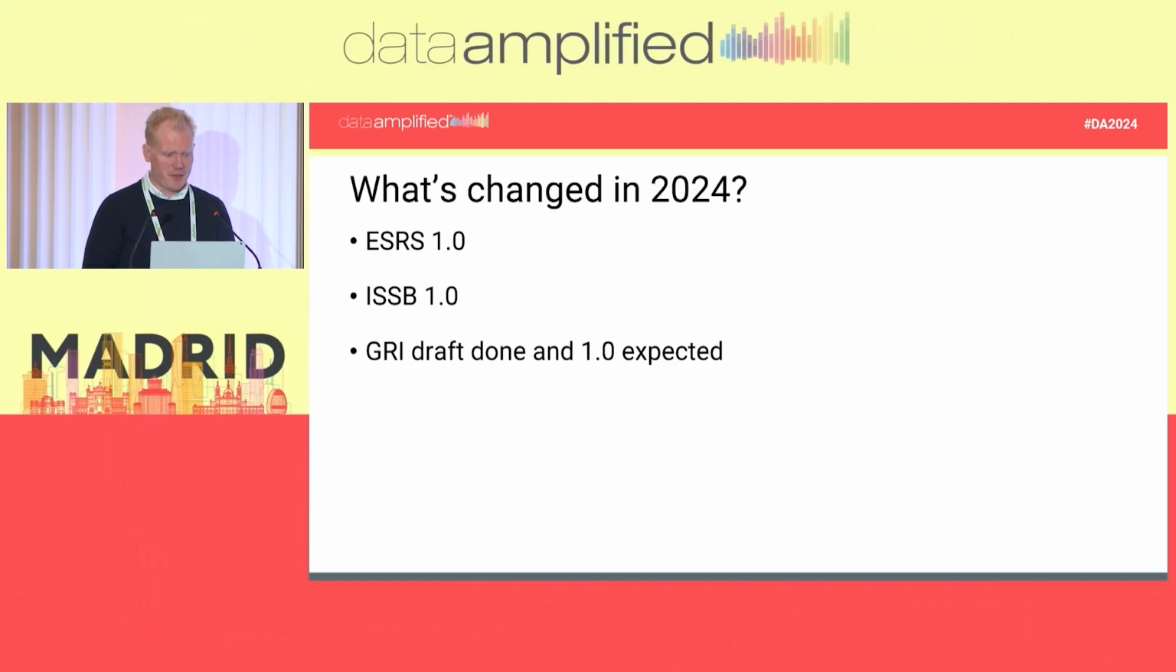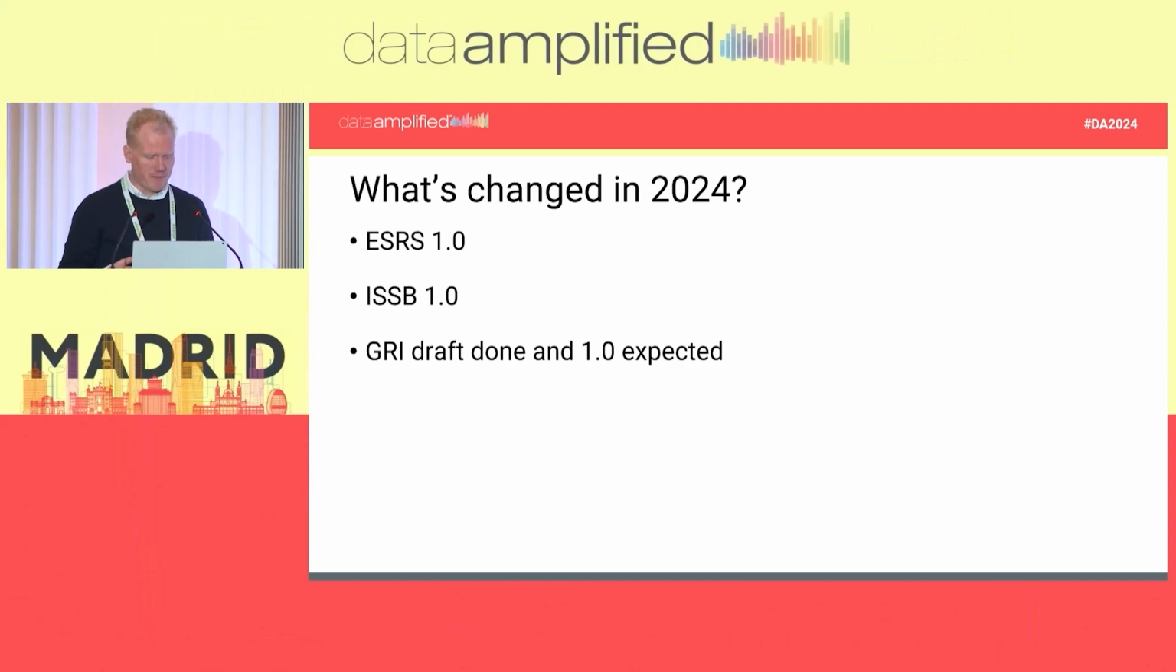What's changed in 2024? Well, we have ESRS at version 1.0 and published to the public. We've also, earlier in the year, had ISSB published in 1.0. And around the same time as that, GRI published their draft for the consultation, and GRI's 1.0 release is expected by the end of this year. So 2024 is the year of the sustainability taxonomy, because we've gone from 0 to 2, and probably to 3.